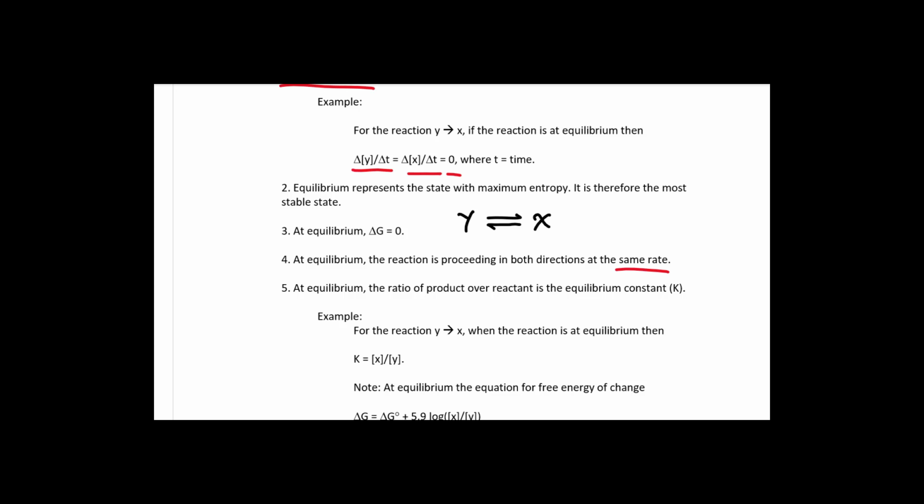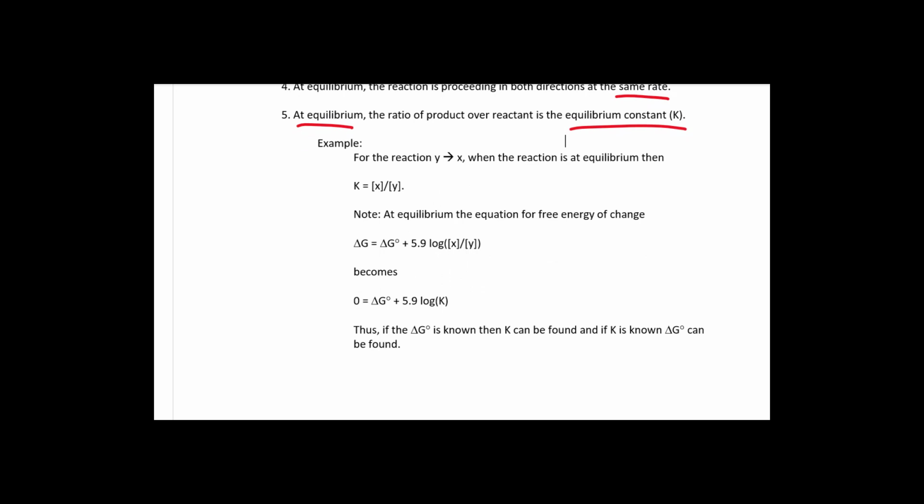At equilibrium, the ratio of product over reactant is the equilibrium constant. When you are at equilibrium, this is important. It's not just the ratio of product over reactant at any one time, but while at equilibrium, the ratio of product over reactant is the equilibrium constant K. Example, for the reaction y goes to x, when the reaction is at equilibrium, the equilibrium constant K equals the concentration of x, the product, over y.